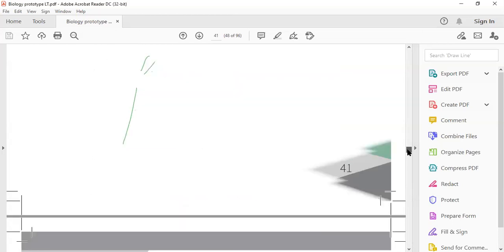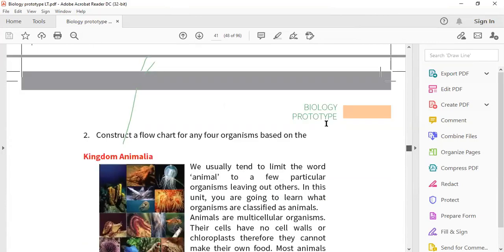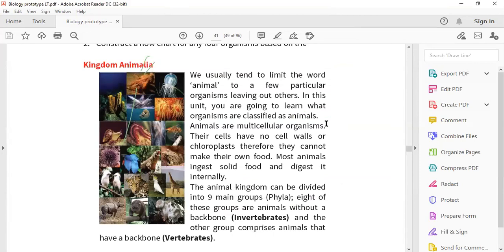Then for today, what we are going to look at is this kingdom, Animalia. That is the work for today. I hope you are able to read through, because our questions of discussion today are going to run from the work which we are seeing there.